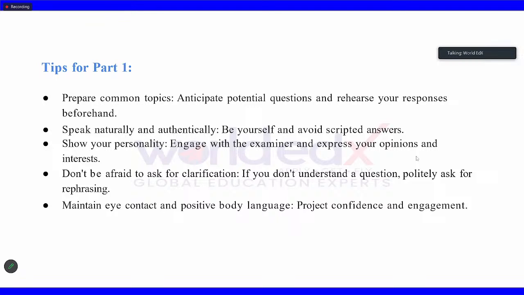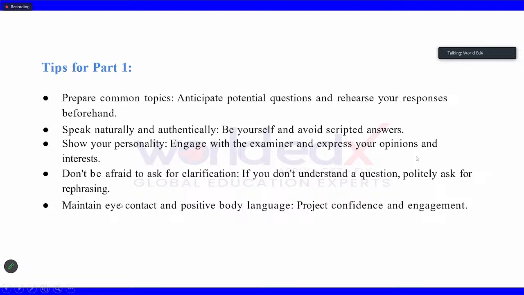Sometimes it happens that there is a question that our mind does not accept at once. There is no harm in asking him again if you want him to repeat the question, or you can say that I think I missed something, or I do not know the meaning of this word. Can you please rephrase it for me, or can you please elaborate a bit more? Do not hesitate to ask. You can ask as much as you need, because while asking you are also showcasing your English language skills.